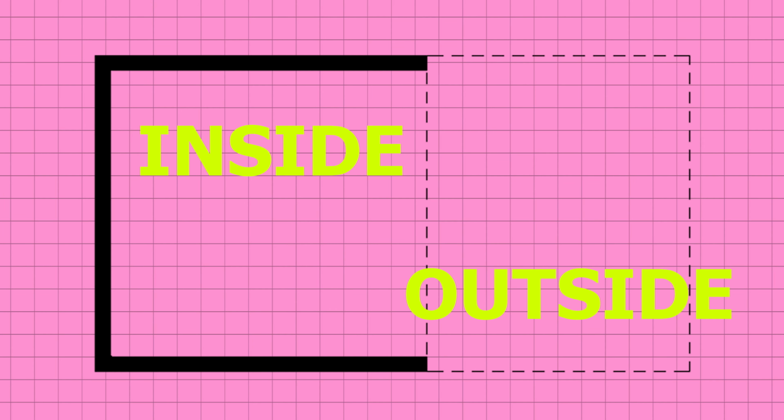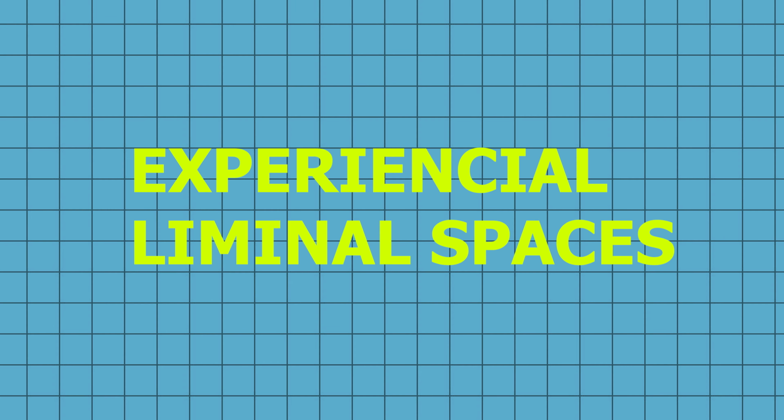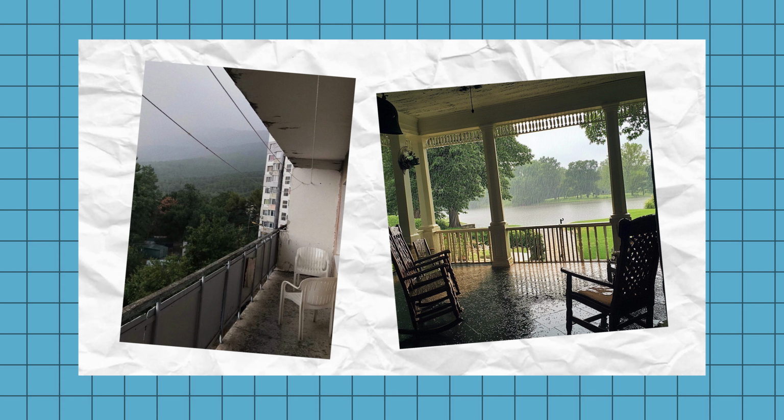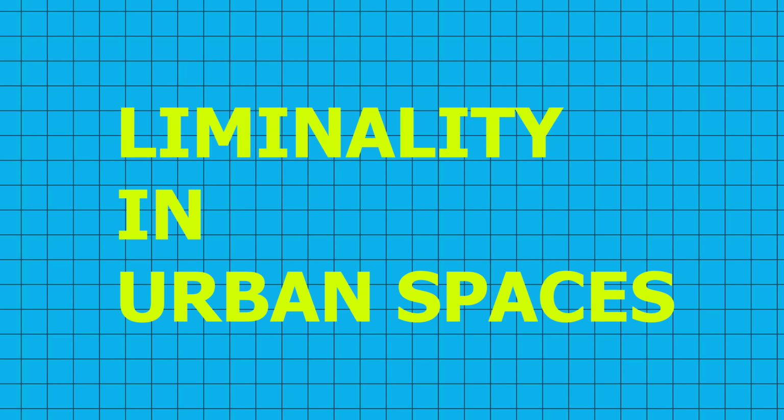The third type does not have strong physical elements to give a distinction between spaces. I call it the experiential liminal spaces. The experience here is much more subtle and vague. We can live this experience in places like porches or balconies, for example. These spaces act as transition points between the interior and the exterior, two types of environments that contrast in their usage and relation to the human that uses them.